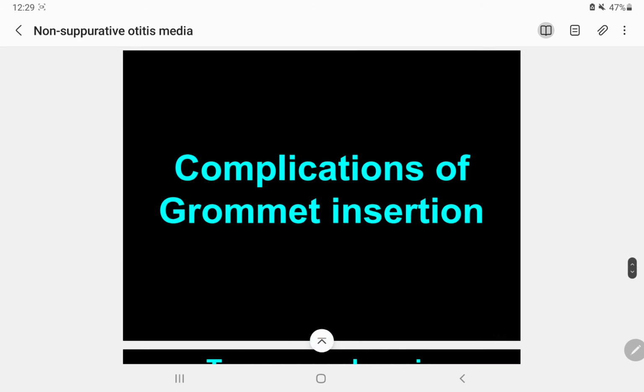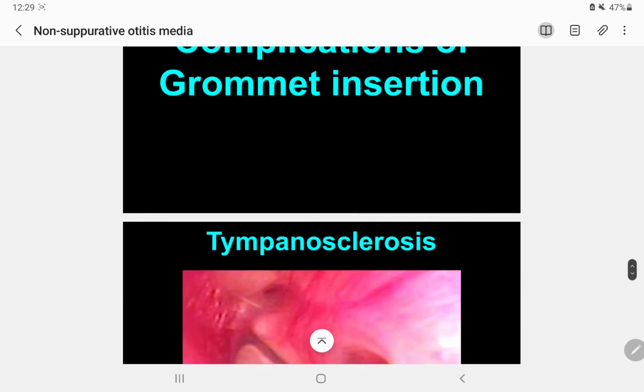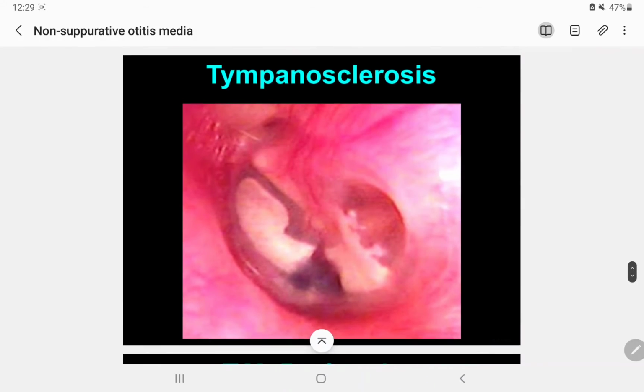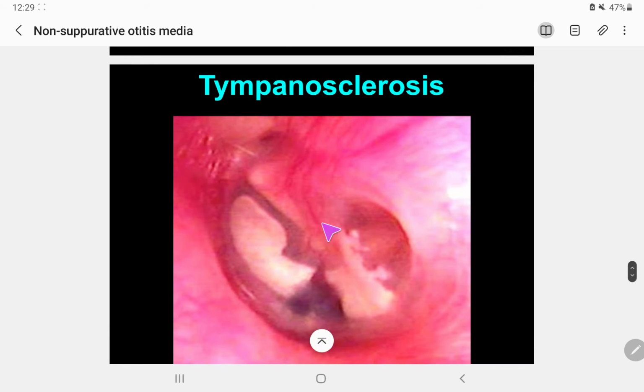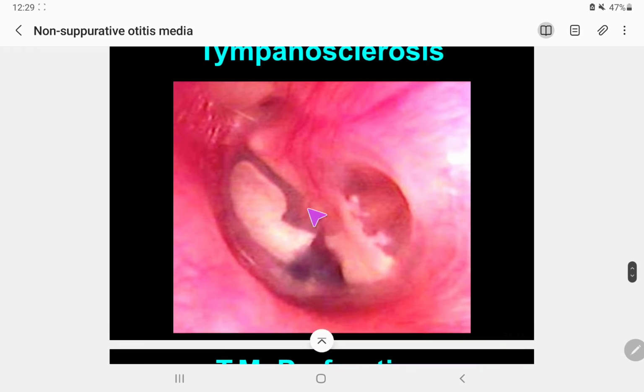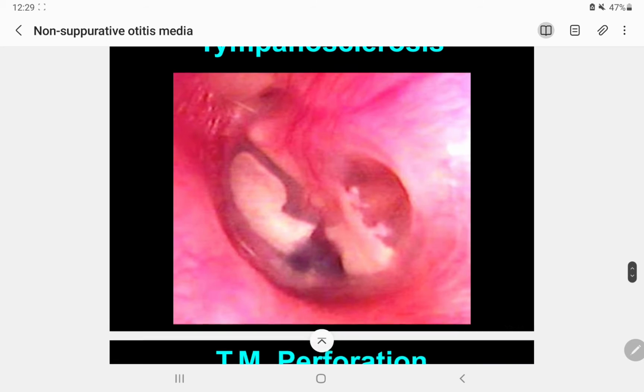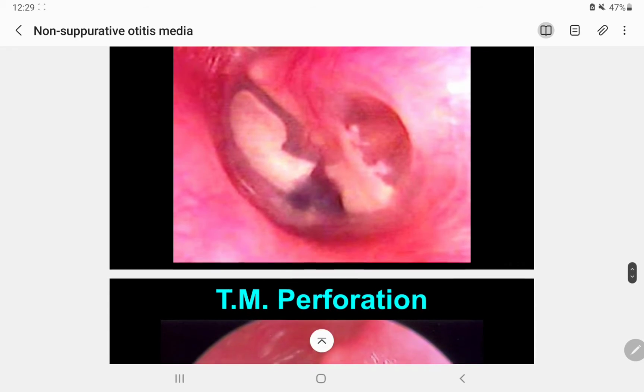And then, that was the treatment, right? Grommet insertion. But what are the complications? Grommet insertion has its price, not the actual price, but a theoretical price, in words. So tympanosclerosis: it becomes sclerosed, so we can see a chalky white color in the tympanic membrane. That is due to the sclerosis caused by the grommet insertion.